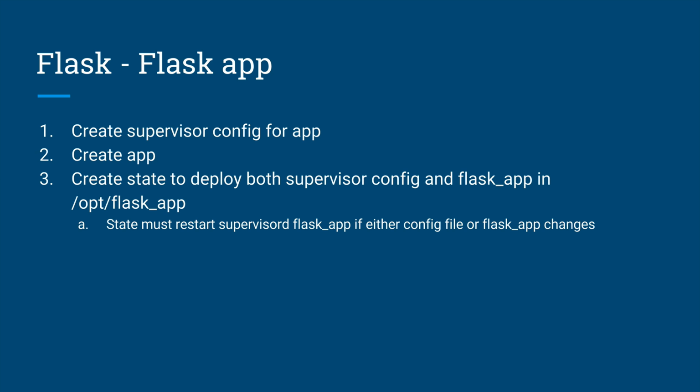Two, we need to make sure that whenever the supervisor config or the Flask application changes, the supervisor restarts the Flask application. So even if it's deployed and running and we update the Flask application, it's not going to restart unless there's a change in the file. And we don't want to keep restarting the application if there are no changes. That way we only restart the application when needed.